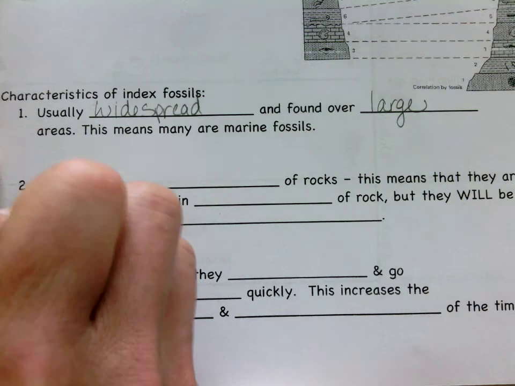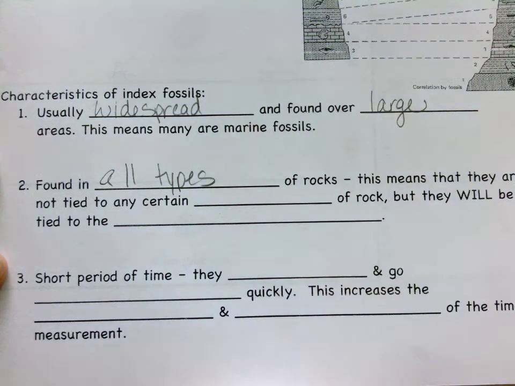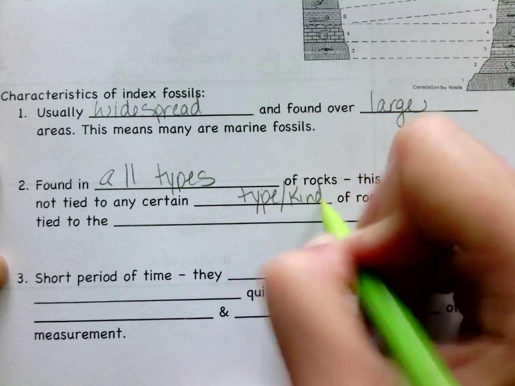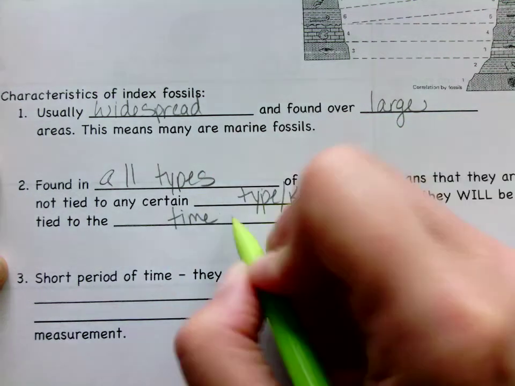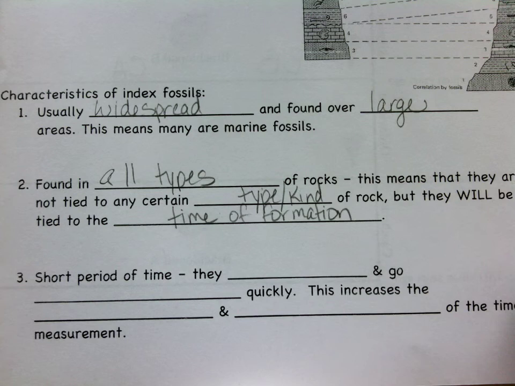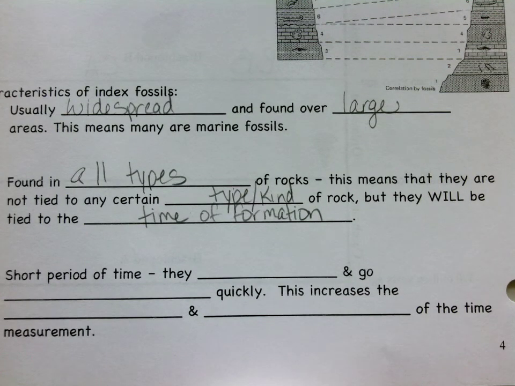It's found in all types of rock. That means they're not tied to any type or kind of rock, but rather the time of formation. And that's just because rocks can have these narrow bands. Sedimentary rock can only be formed where there's water, and so if there's no water present, you can't have a sedimentary rock. So if that one kind of fossil is only found in sedimentary rock, it's not useful in places where I might only have igneous rock. So fossils that are good index fossils will be found in all types of rock.